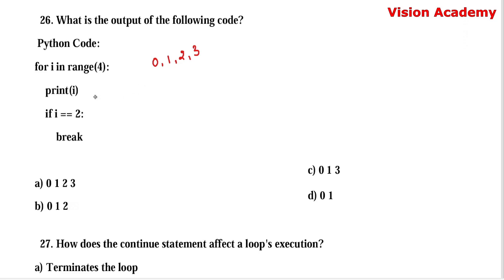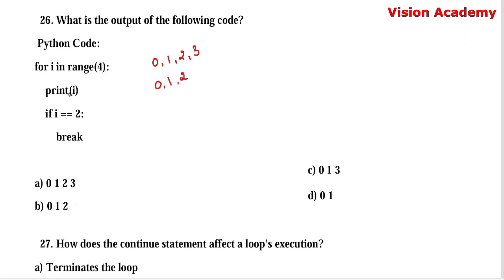Here you can observe for i in range. The first time the i value is 0, it will be printed as it is. Since 0 is not equal to 2, break will not get executed. Again control transfers to the for loop by incrementing the value of i by 1. Now i value is 1, so it is going to print 1. 1 is equal to 2? No, the condition is false, so the break statement will not get executed. Again control transfers to the for loop by incrementing i by 1. Now it is going to print 2.